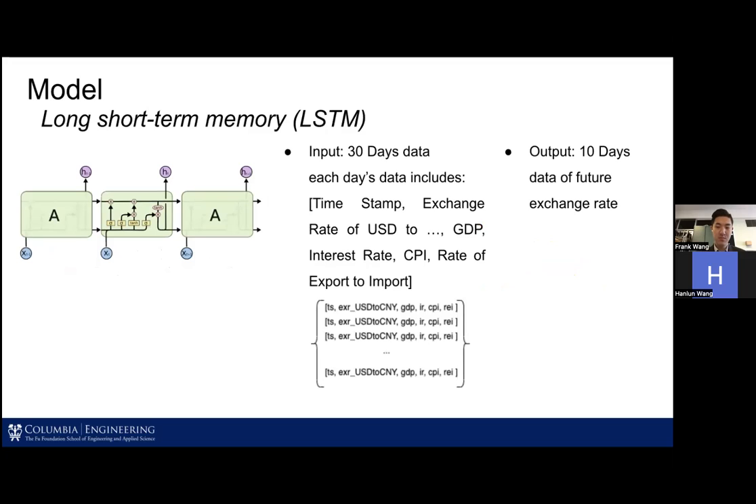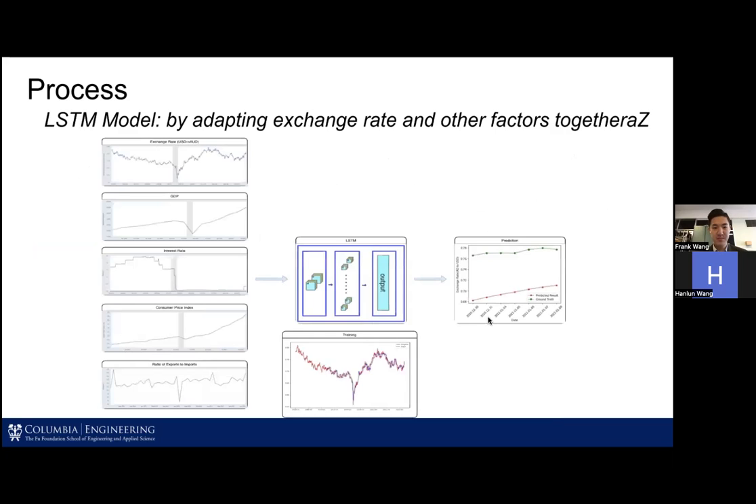Here's the model we use. As we introduced before, the input is 30 days of data. Each day of data includes these dimensions: the first is timestamp, and also the exchange rate of the US dollar to other countries' currency, and also GDP, interest rate, CPI, and the ratio of exports to imports. The output is the 10 days of future exchange rate. Okay, and Zhaomen will introduce the process.